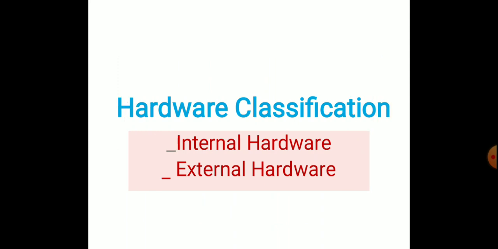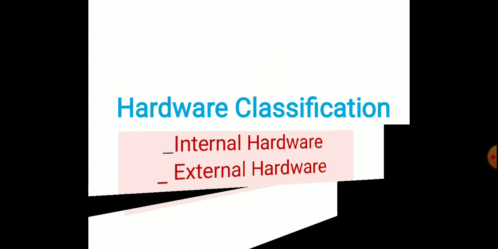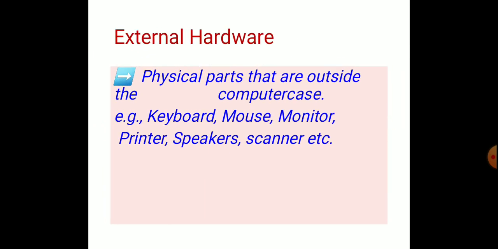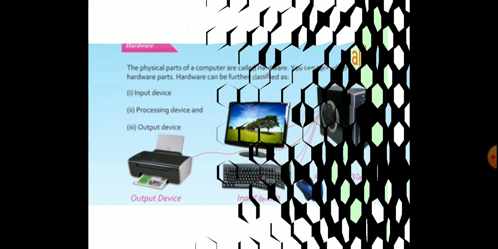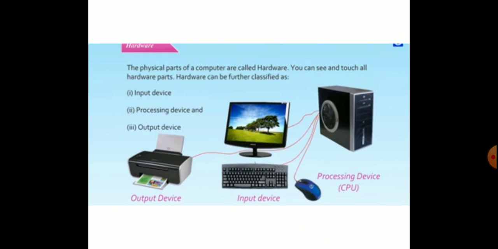Hardware. This is the physical parts of your computer. Hardware classifications are internal hardware and external hardware. The external hardwares are outside of the computer case: monitor, keyboard, mouse, pen drive, microphone, speakers, modem, printer, scanners are the most commonly used external hardware devices. These external devices are connected to the computer through the ports. It is connected at the back of the computer.